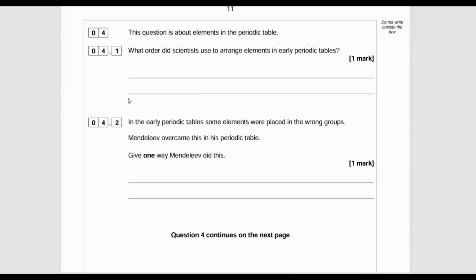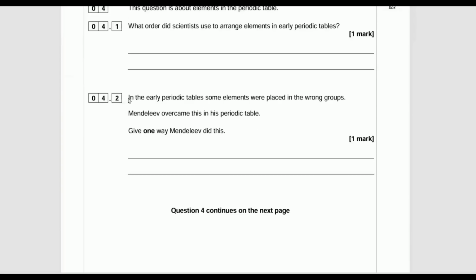Question 4. This question is about elements in the periodic table. What order did scientists use to arrange elements in early periodic tables? They arranged them by atomic weight. Okay, so they used sort of like atomic weight. That's not how we do it nowadays. We don't arrange them by atomic weight.